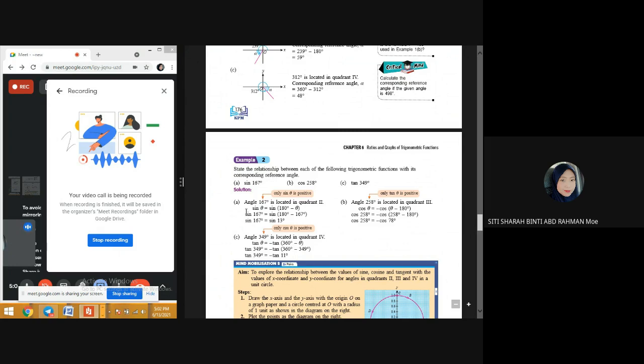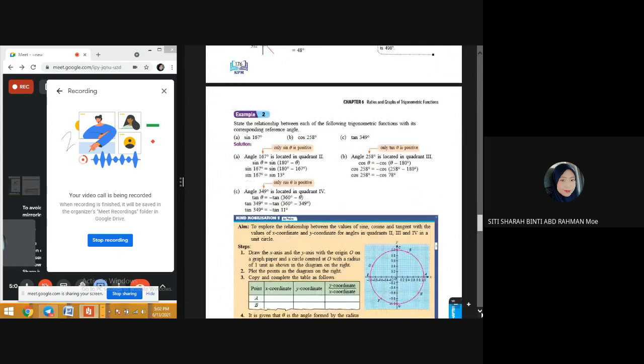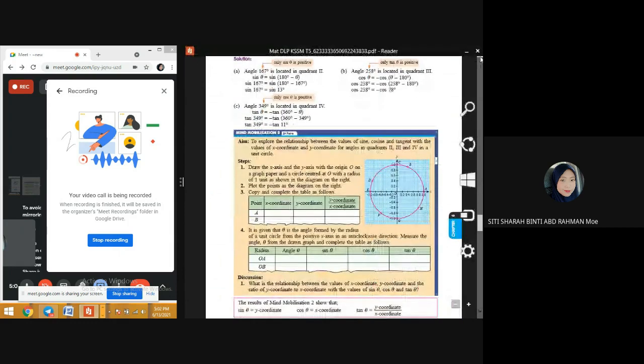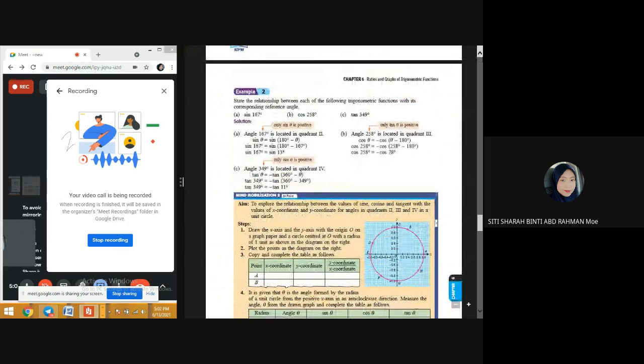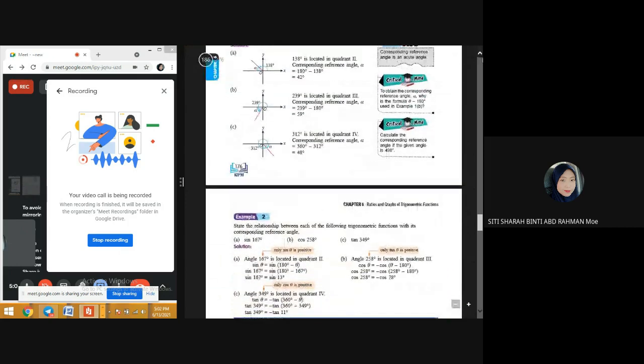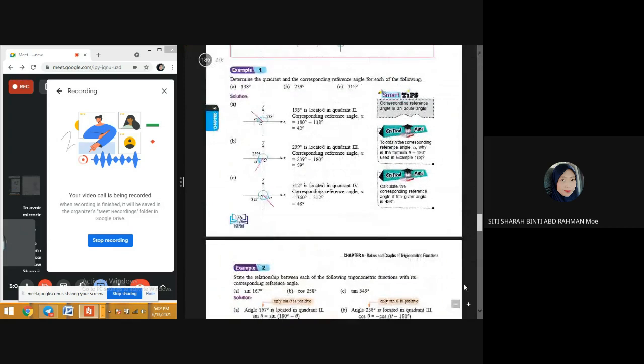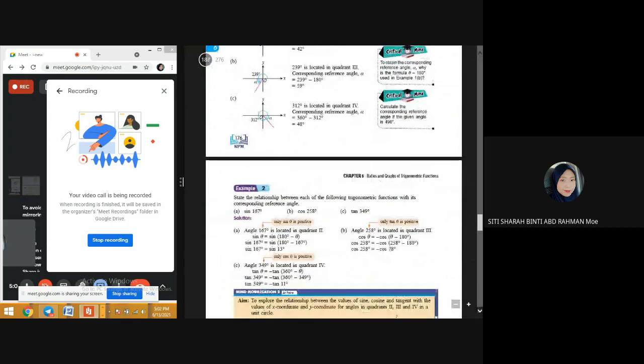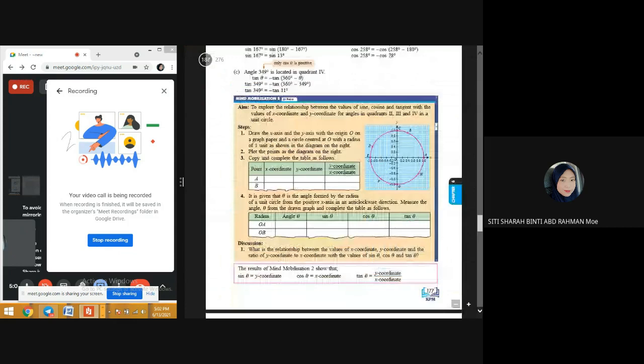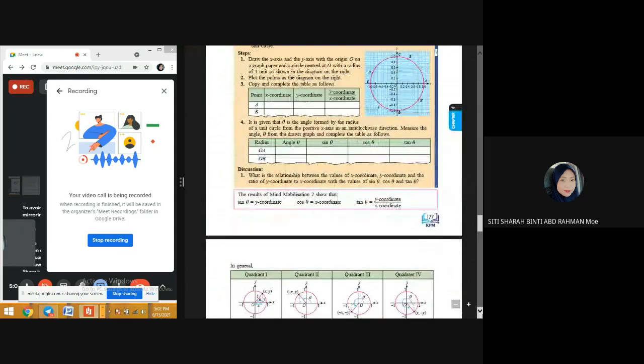So next, we want to discuss positive and negative values. Why it will be positive, why it will be negative. Okay, so look. We want to know which one is negative, which one is positive. Actually, it is from this one.